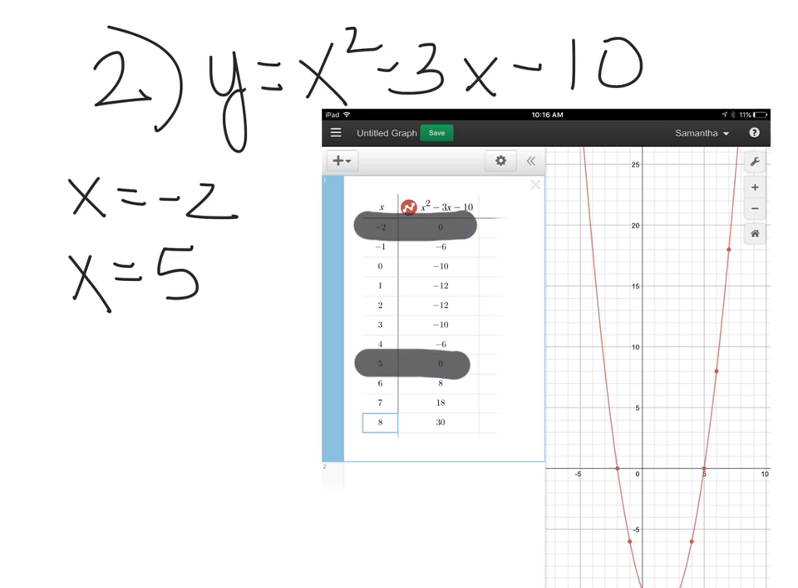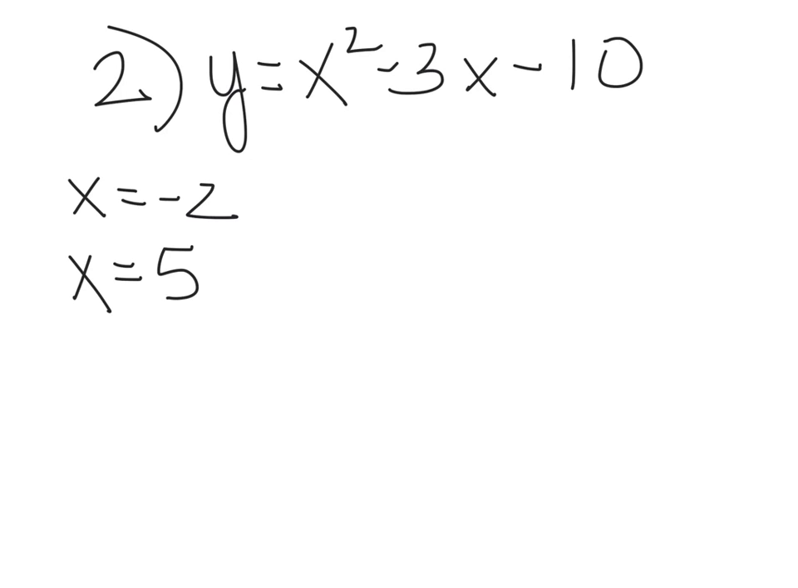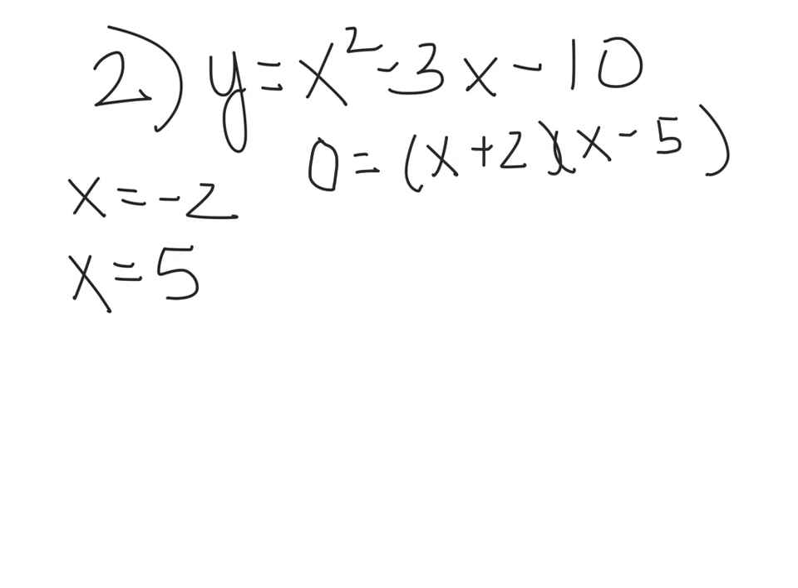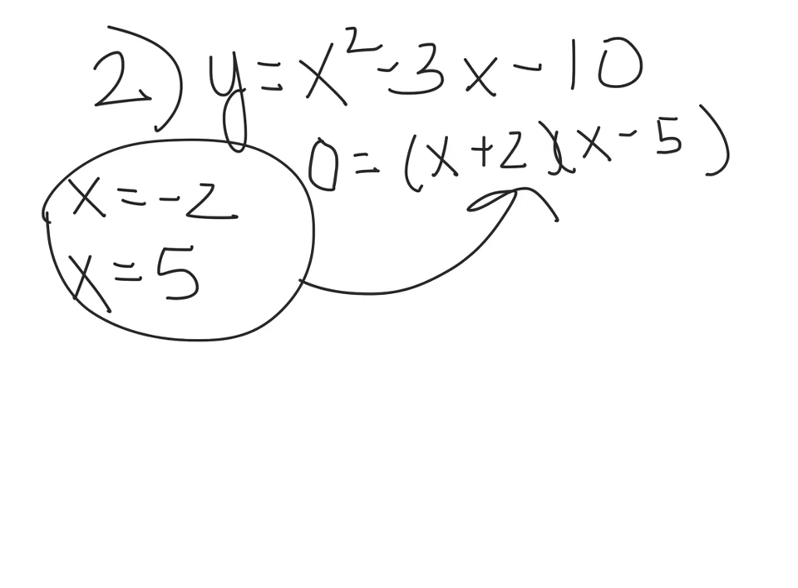So if we know that, then we can write the equation. Just like we did before, except now we're working backwards. If I know x is going to equal -2 and x is going to equal 5, then that means when y is 0, and if I were to factor this, I would have the two factors x plus 2 and x minus 5. And that's how we would have gotten from here to here, or vice versa.